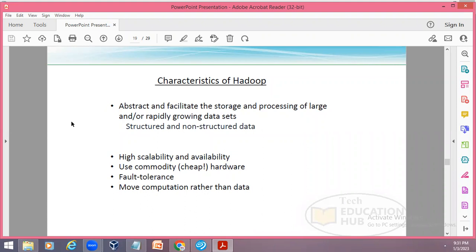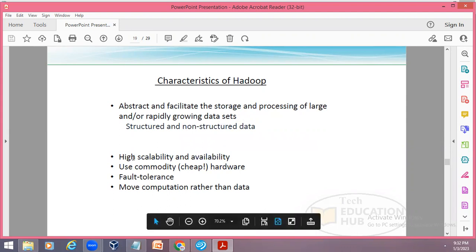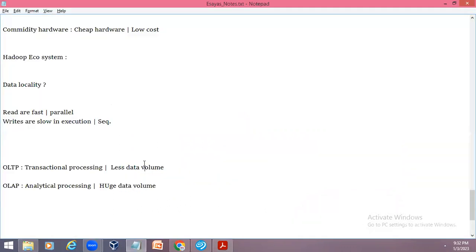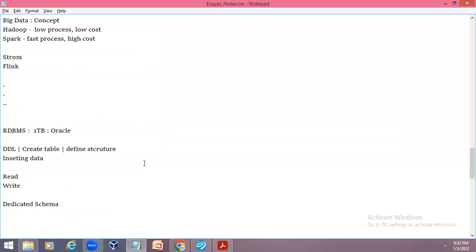Okay. So here we are saying that the Hadoop system facilitates the storage and processing of large amounts of data. That we know, right? It deals with structured, semi-structured, and unstructured data. Now let's talk about its features one by one. It's highly scalable and available. So what does that mean? Scalability means the same thing we discussed, scaling up and scaling down.